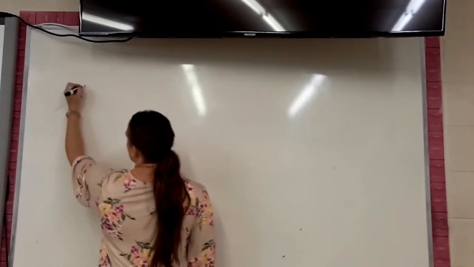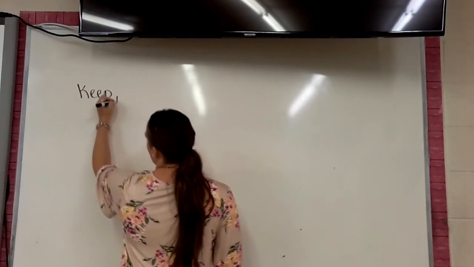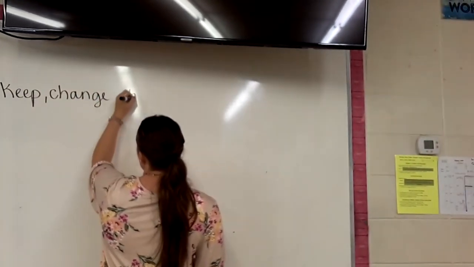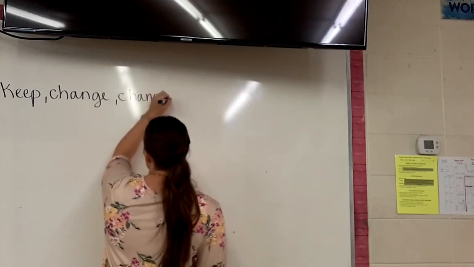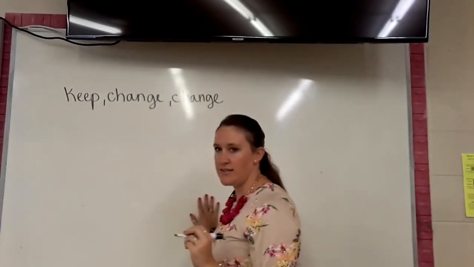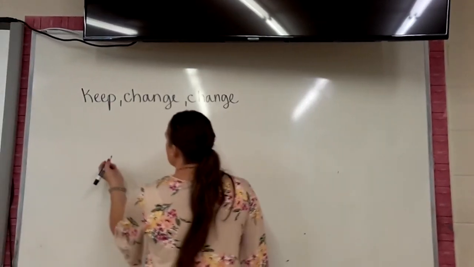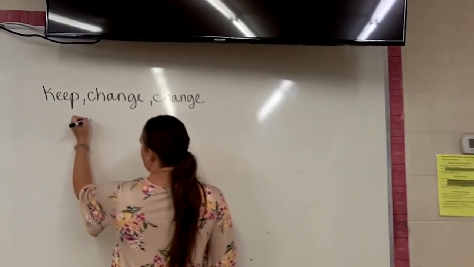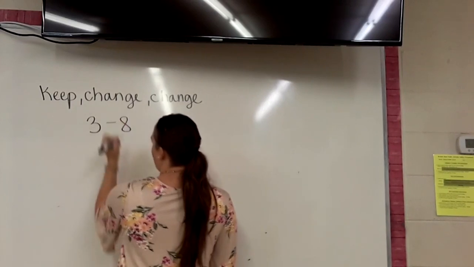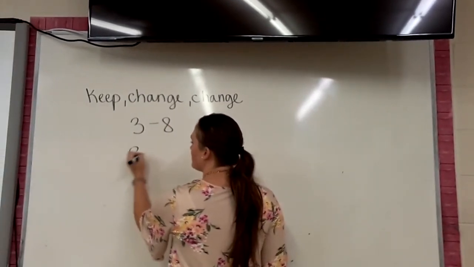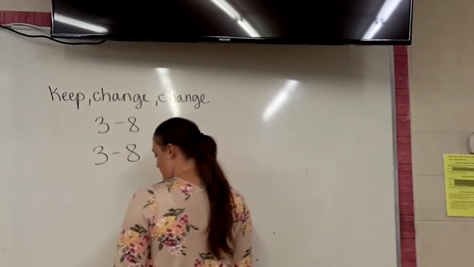So 2 ways to remember how to change it. The first one, just write this out somewhere. Keep, change, change. Okay? And then I'll give you an example with that. Keep, change, change. KCC. So, for example, if I have 3 minus 8, go ahead and write the 3 minus 8. And then I'm going to write it again under it so you see what we're doing.